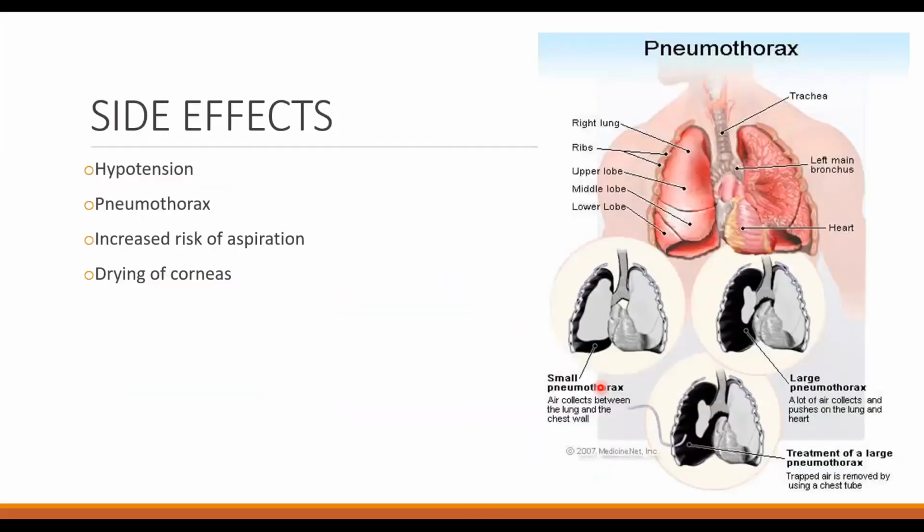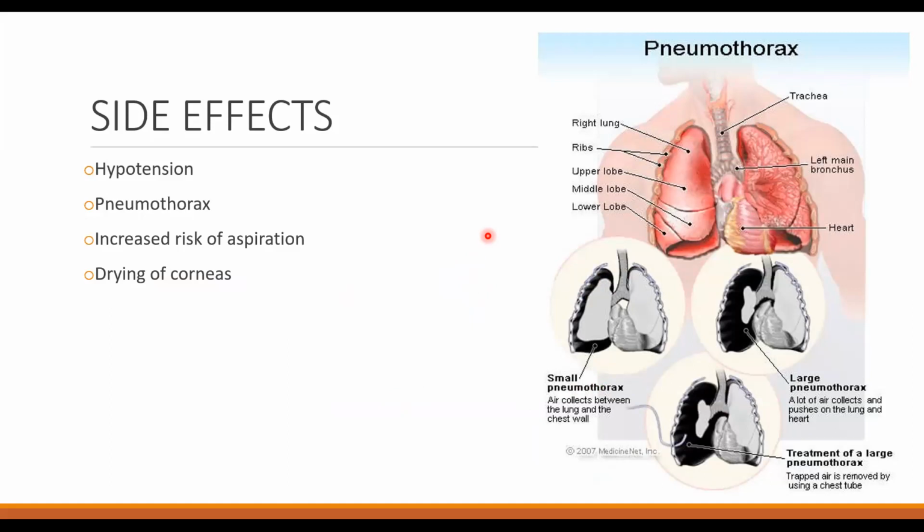Some of the side effects of it, with all that extra pressure, it could have pressure built on the heart, which will decrease the blood flow. So it'll cause a drop in blood pressure. With all that pressure in the lungs, it could actually pop a lung and cause a pneumothorax.